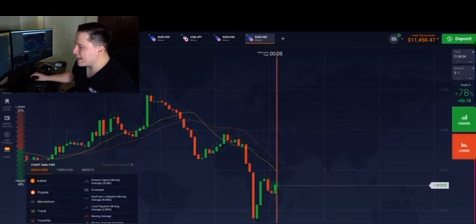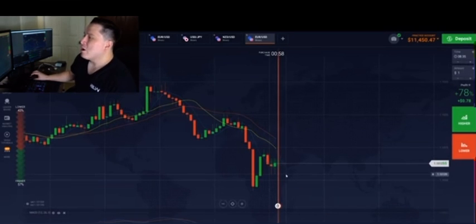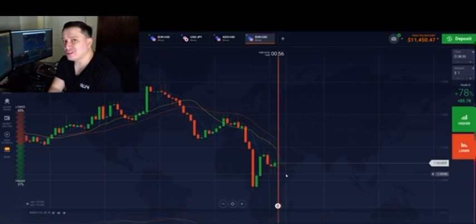Additionally, we're going to add MACD, and I'm going to explain right now what MACD is for. MACD, we'll leave as default, 12, 26, and 9. Cool. Okay, so how is it that you use this strategy?